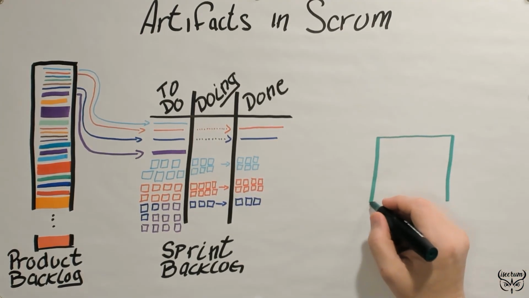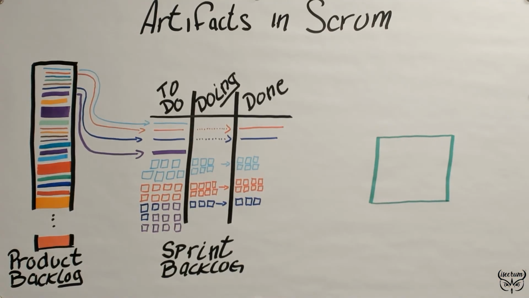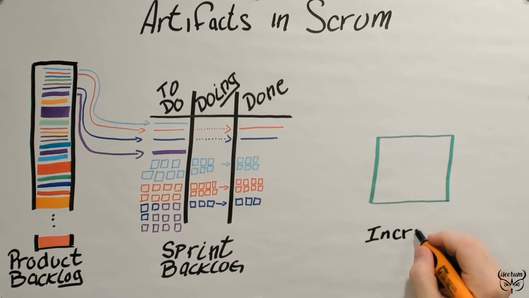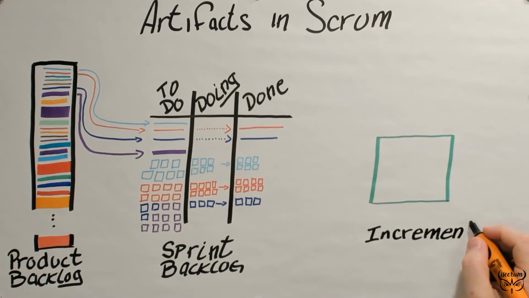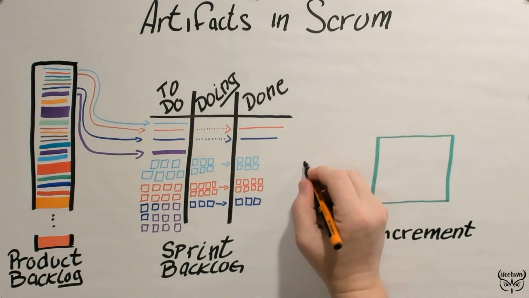The third artifact in Scrum is the increment. Some teams consider the increment to be the done work from the sprint that they're finishing at the time. Other Scrum teams consider the increment to be all of the done work that their team has ever attempted in the past. Regardless of how your team views the increment, it must only have done work in it.